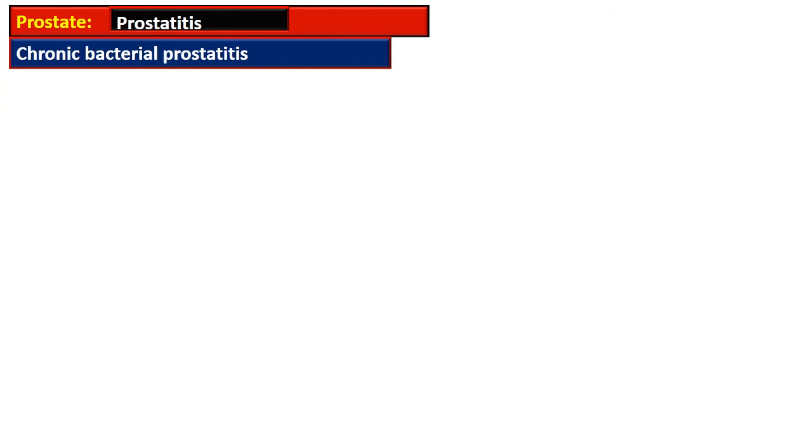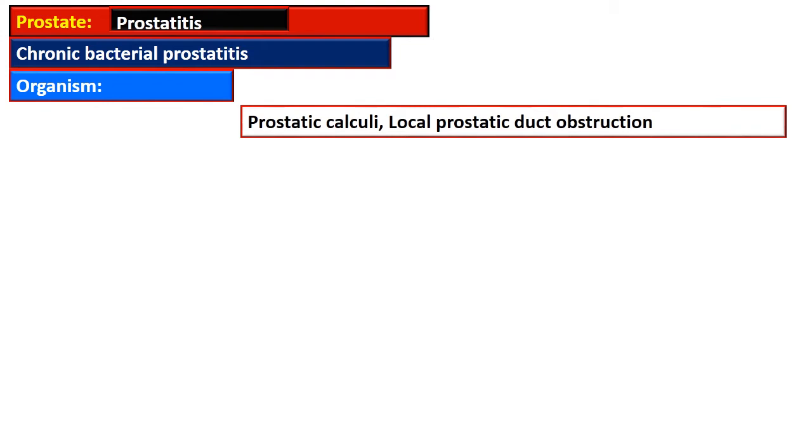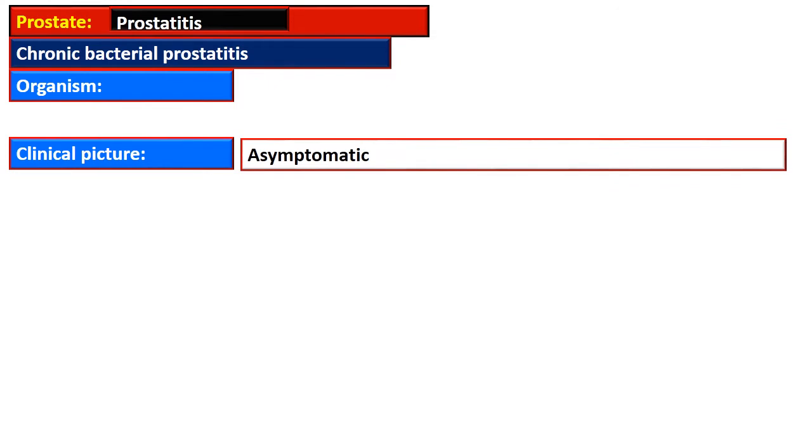The second type of prostatitis is chronic bacterial prostatitis. The organisms for this chronic bacterial prostatitis are the same as for the acute one, and additional features are presence of prostatic calculi or local prostatic duct obstruction that lead to this chronic process.